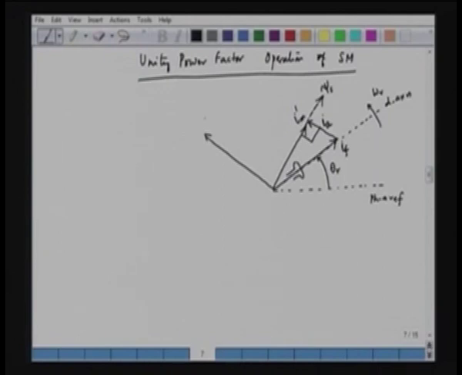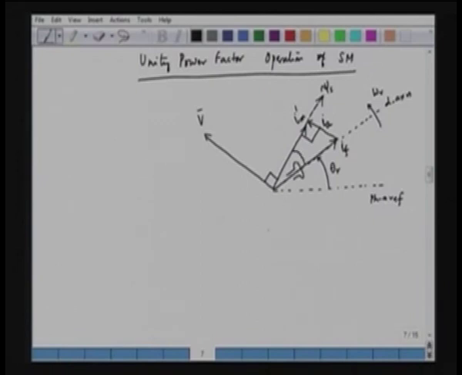We can call this E or V, and we call this V because we assume that the resistance drop is negligible. So, if this is V, this angle is also 90. Under this situation, we have a right angle triangle here, and we can write down the following expression.